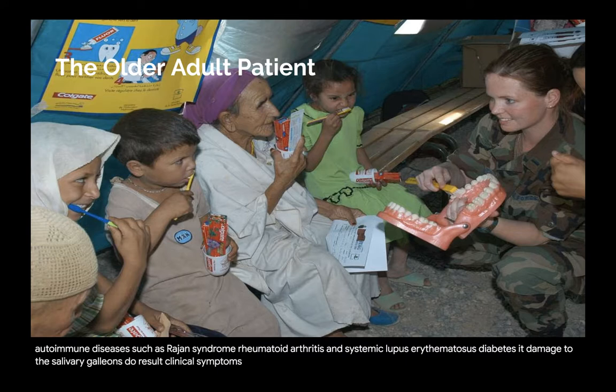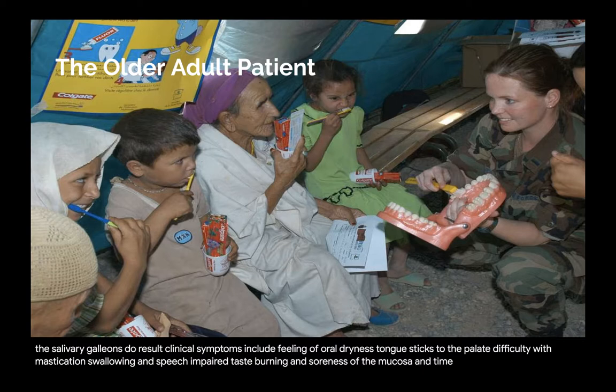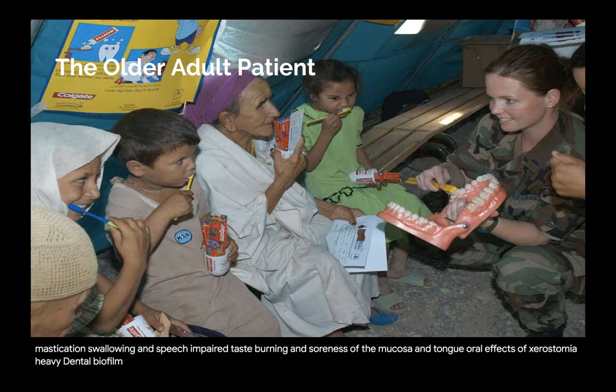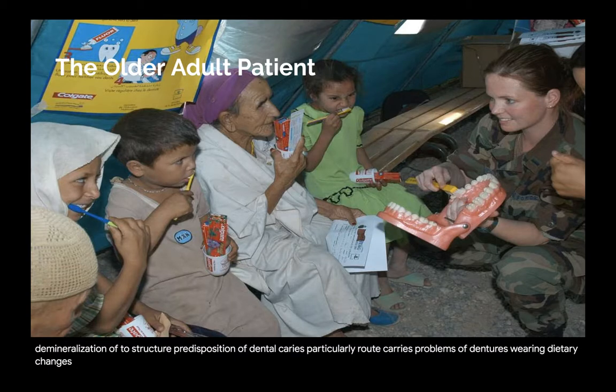Clinical symptoms include a feeling of oral dryness, the tongue sticking to the palate, difficulty with mastication, swallowing, and speech, impaired taste, and burning and soreness of the mucosa and tongue. Oral effects of xerostomia: heavy dental biofilm, materia alba, and debris accumulation can lead to increased severity of periodontal infections and demineralization of tooth structure, with a predisposition to dental caries, particularly root caries. Problems of denture wearing and dietary changes occur; during eating, patients may use increased quantities of liquid to soften food for swallowing.